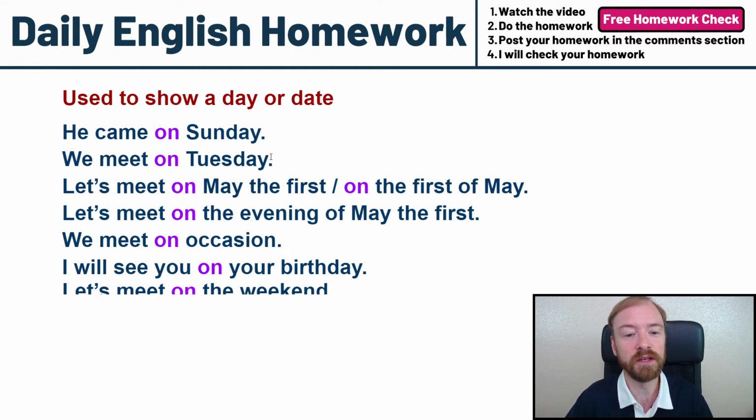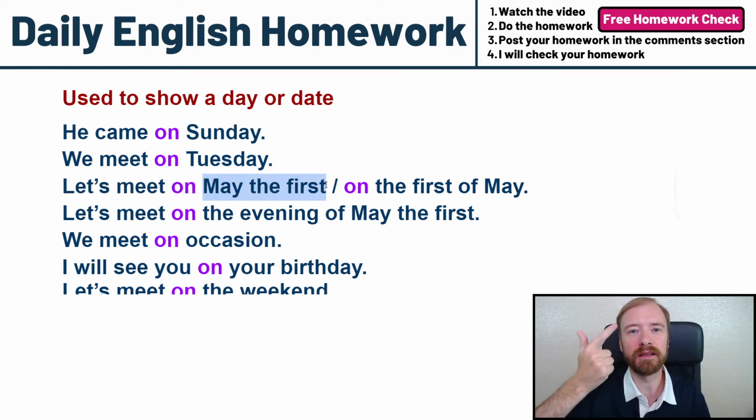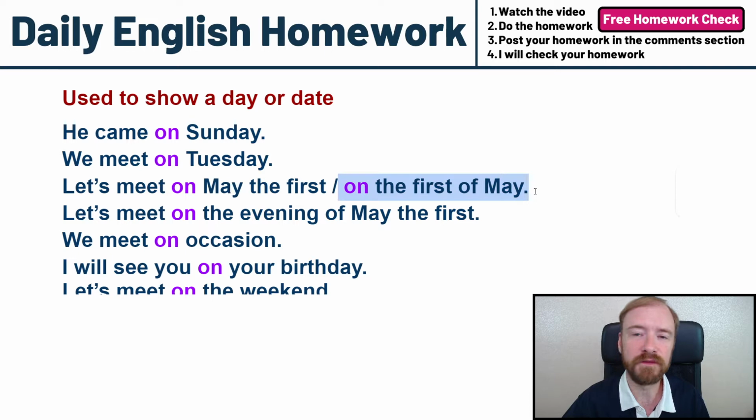We met on Tuesday. Now, here is a date. This is a day. This is a date. A date is month and the number. So May the 1st. So let's meet on May the 1st. Let's meet on the 1st of May. So if you have a specific month and date, use on.